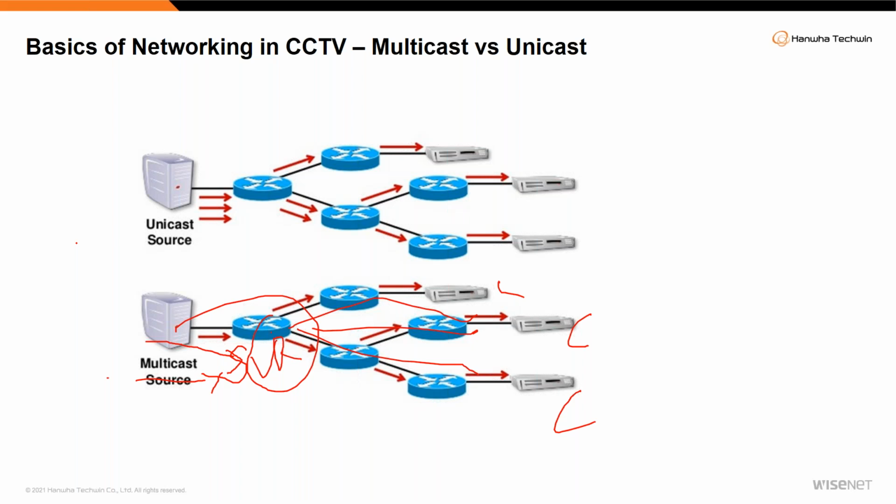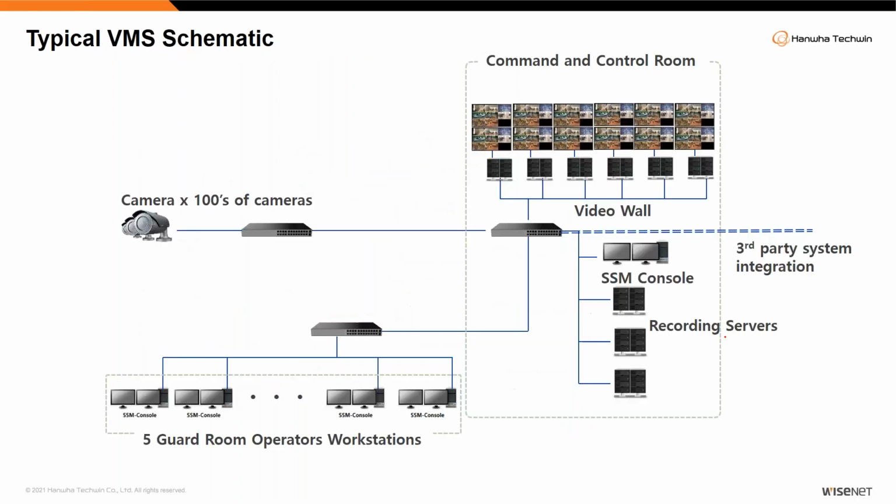So if you go back to the CCTV schematic, let me show you here. From the camera to the switch, to the server is unicast. From the server to the live view is all multicast. So the camera still has to send the video at least once.